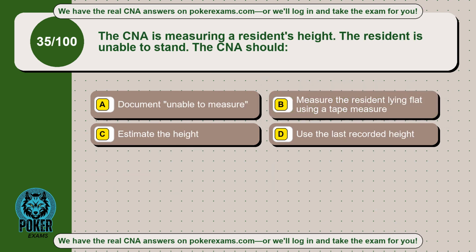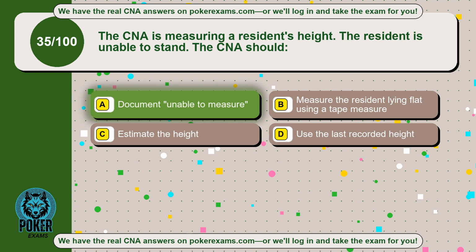Question 35. The CNA is measuring a resident's height. The resident is unable to stand. The CNA should: Option A, document unable to measure. Option B, measure the resident lying flat using a tape measure. Option C, estimate the height. Option D, use the last recorded height.